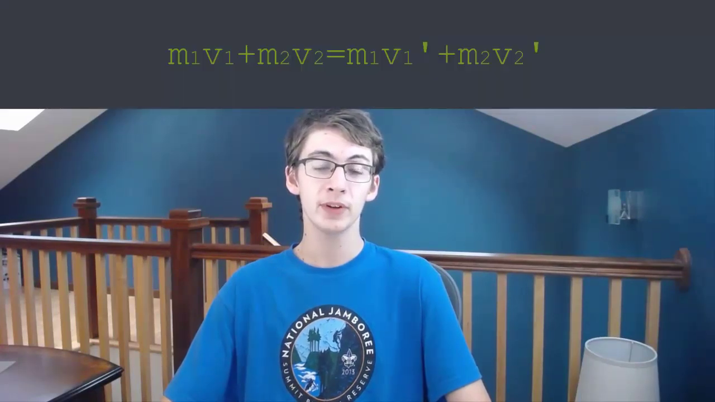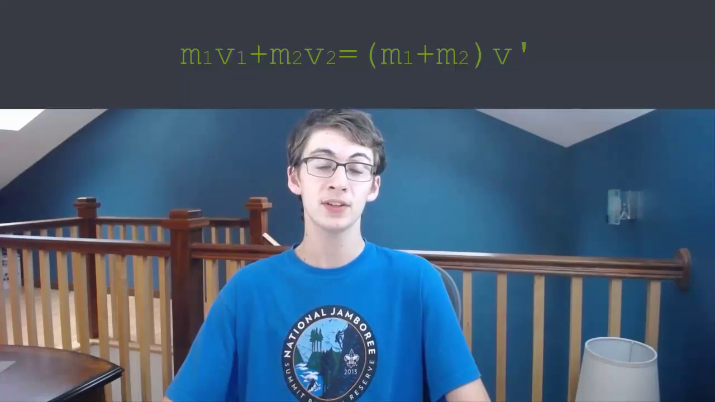In collisions, the forces between the objects are necessarily equal and opposite, and the times are the same, so the changes in momentum of the objects are the same. There are two main types of collisions, elastic and inelastic. For elastic collisions, the equation is m1v1 plus m2v2 equals m1v1 prime plus m2v2 prime. Total momentum is conserved, as is total kinetic energy, and the objects will bounce off each other after they collide without any energy being lost to deformation, sound, or heat.